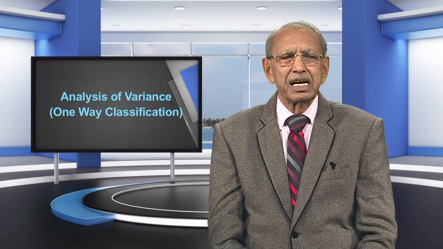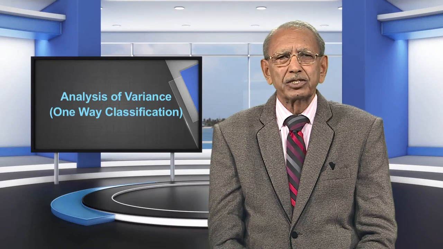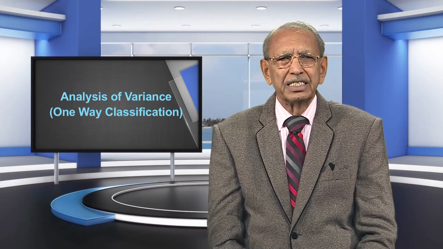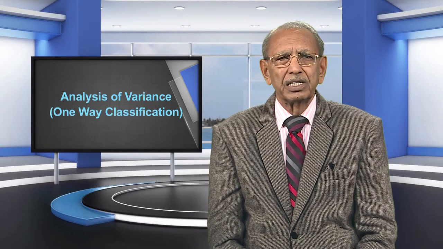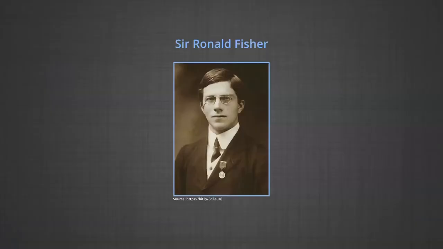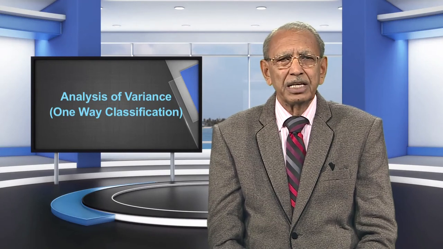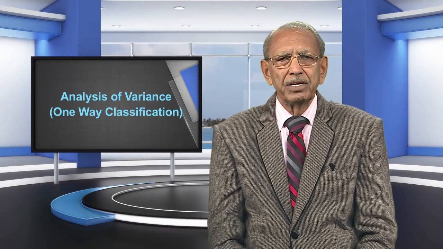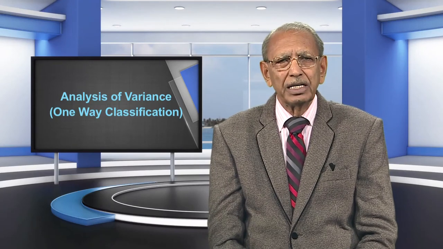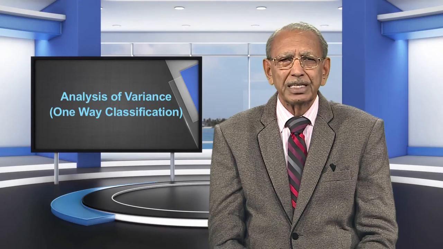Dear students, let's now take a look at the brief history of this technique. The technique of analysis of variance was first devised by Sir Ronald Fisher, an English statistician, who is also considered to be the father of modern statistics as applied to social and behavioral sciences. It was first reported in 1923, and its early applications were in the field of agriculture. Since then, it has found wide applications in many areas of experimentation.